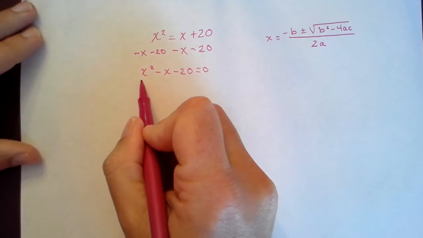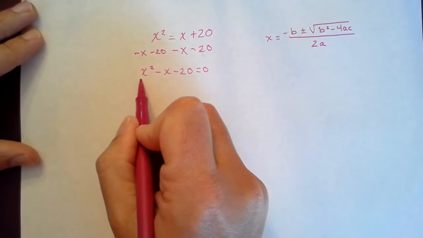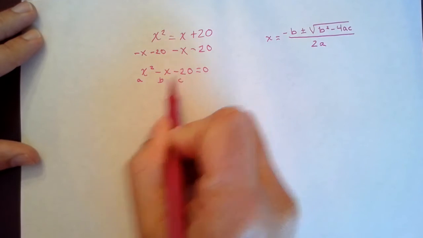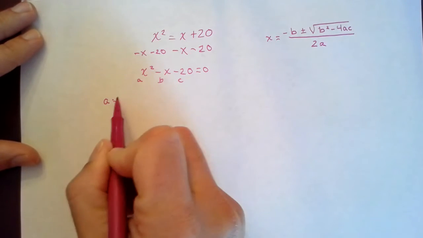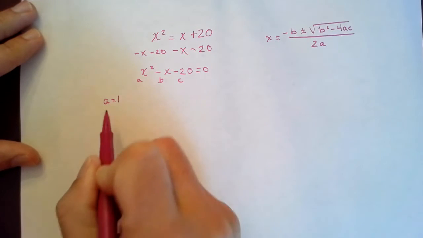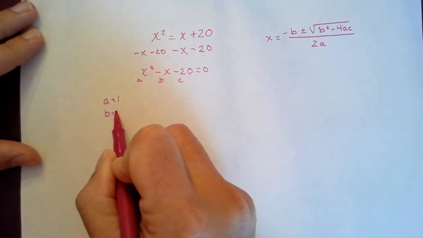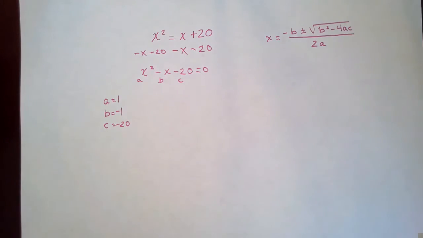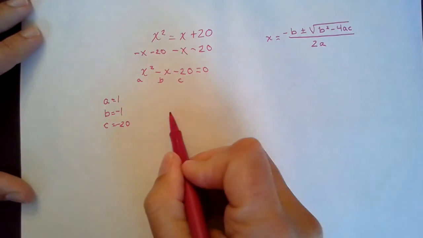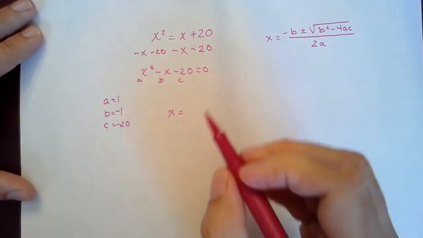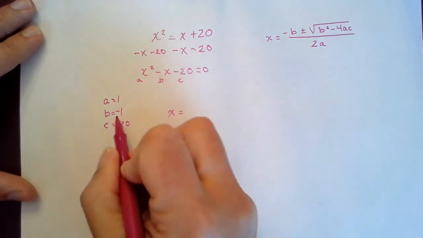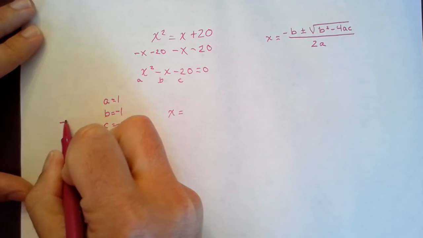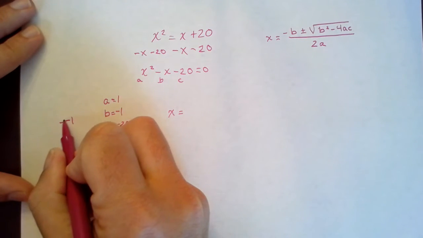So now I can identify my a is in front of here, my b is in front of here, and my c is this value. So a equals, since there's nothing there, it's not really nothing, it's a 1. My b is equal to negative 1, and my c is equal to negative 20. So I'm just now going to plug all these into my quadratic formula and get negative, since it's negative b, and this is already a negative, I could write out negative 1, but these two negatives cancel each other out.